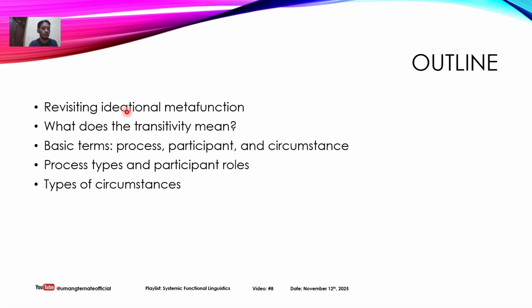First, we will visit the ideational metafunction, and then we come to what transitivity means. I will also introduce to you the basic terms in the transitivity system, including the process, the participant, and the circumstance. And we will go deeper into the process types and the participant roles. And the last one, we will see different types of circumstances, because there are a lot of things to cover in this video. Let's begin.